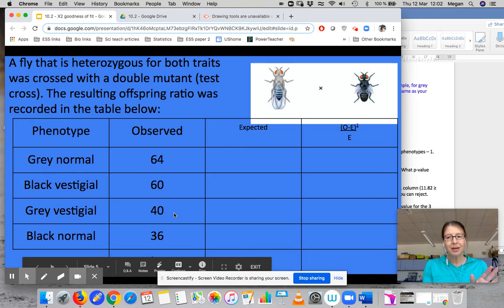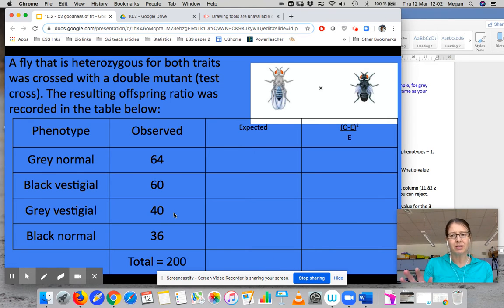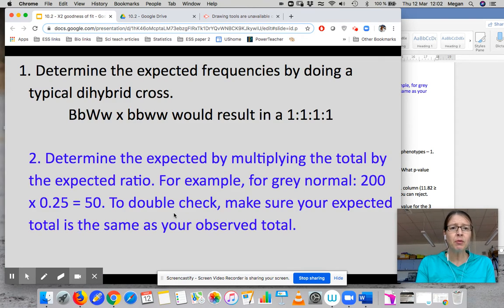So that could be an indicator, is this gene linked or not because there's fewer recombinants? Or is it just that we got those numbers out of chance? And that's what the statistics are going to tell us. Did this happen just by fair chance, or was it too far away from chance to be considered following the Mendelian ratios? Okay, so the first thing that we need to do is we need to determine the expected frequencies. So we would go back and do a dihybrid cross that would show it not being linked.